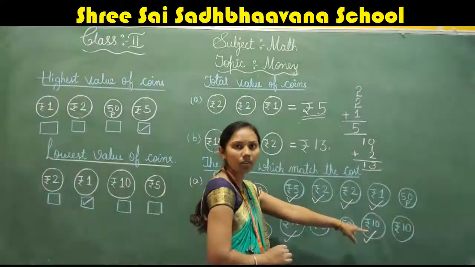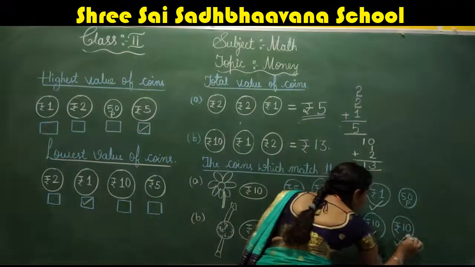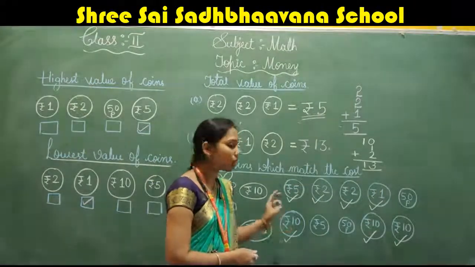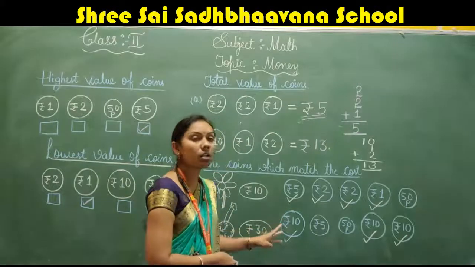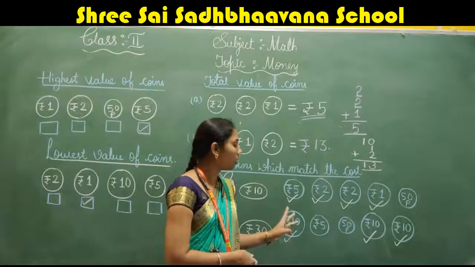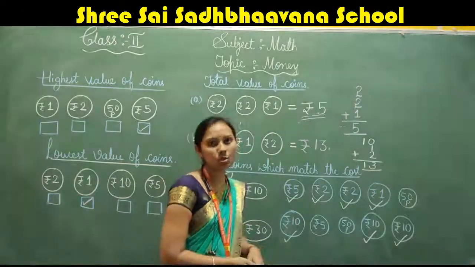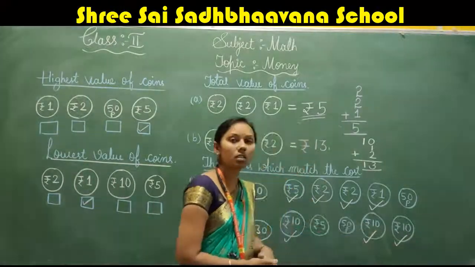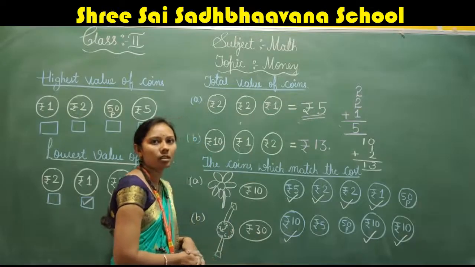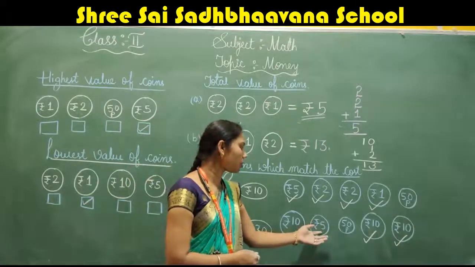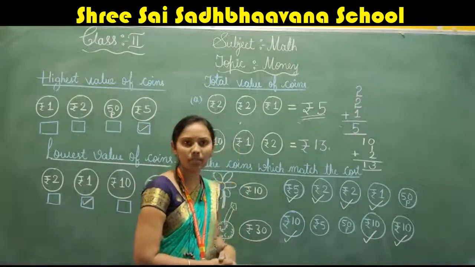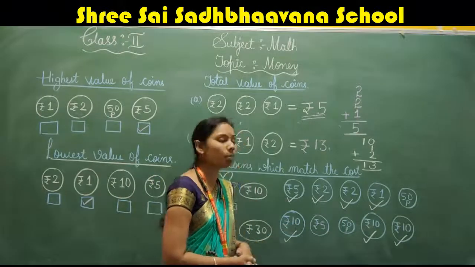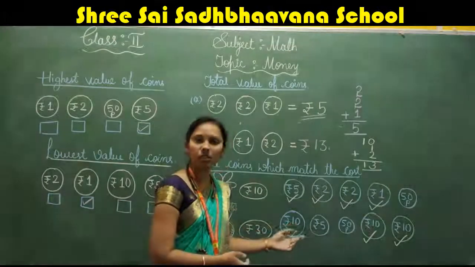So again, one more 10 rupees you are going to give. So the total number of coins you have given is 3 coins, each having a value of 10 rupees. That is 10 plus 10 is 20, 20 plus 10 is 30. You can't give 5 rupees because you don't have one more 5 rupees to give. Right, children? You don't have another 5 rupees to choose here.